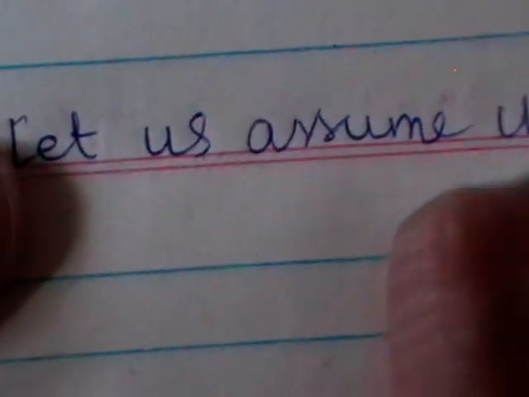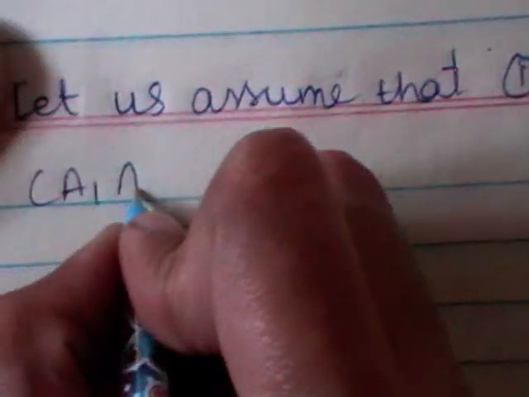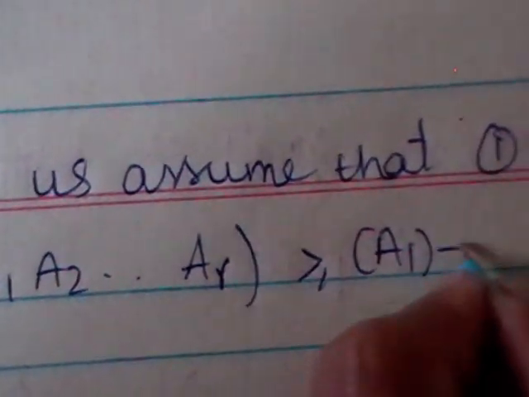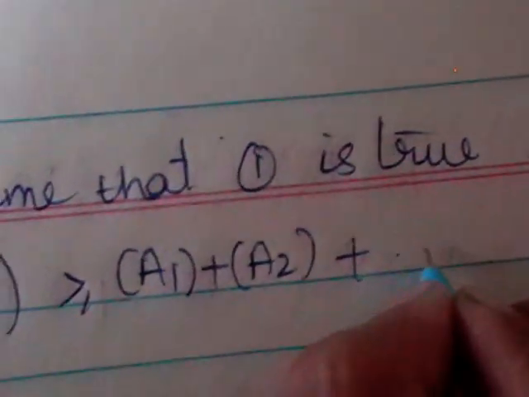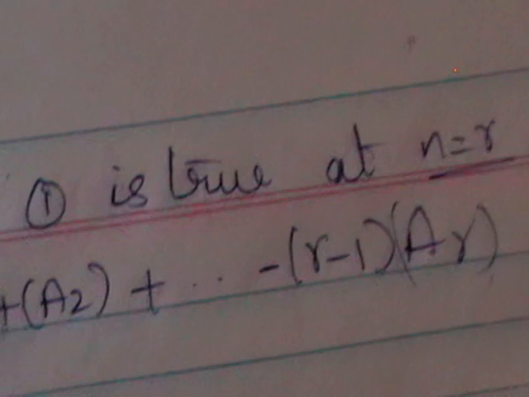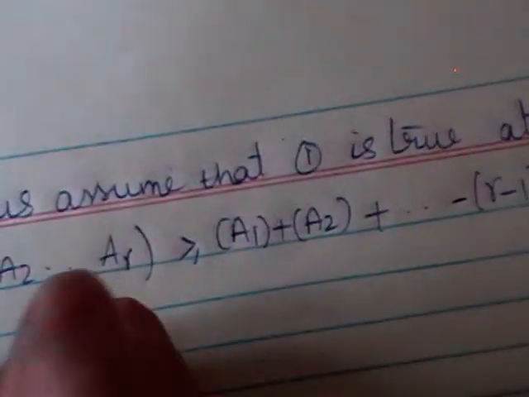Next we are going to prove, assume that 1 is true at some value r. Using mathematical induction, let us assume that 1 is true at n is equal to r, which implies the given statement is this. In place of n you write r: bracket a1 a2 and so on ar is greater than or equal to bracket a1, bracket a2 plus so on, there you have r minus 1, n minus 1. Here you write r minus 1. We have assumed it is true at n is equal to r. Next you give this as equation number 3.